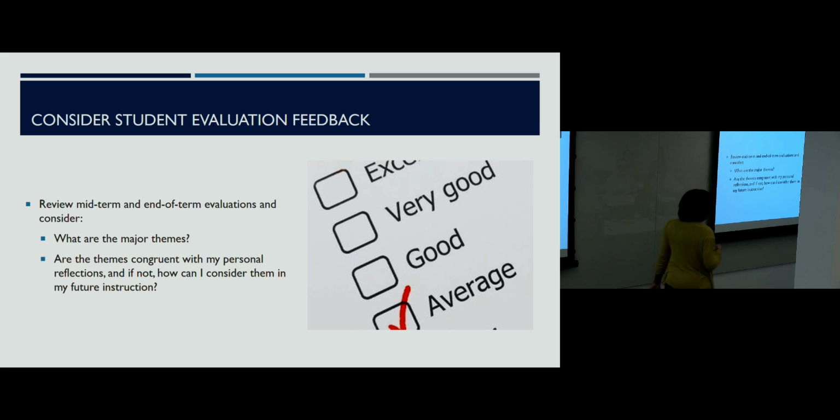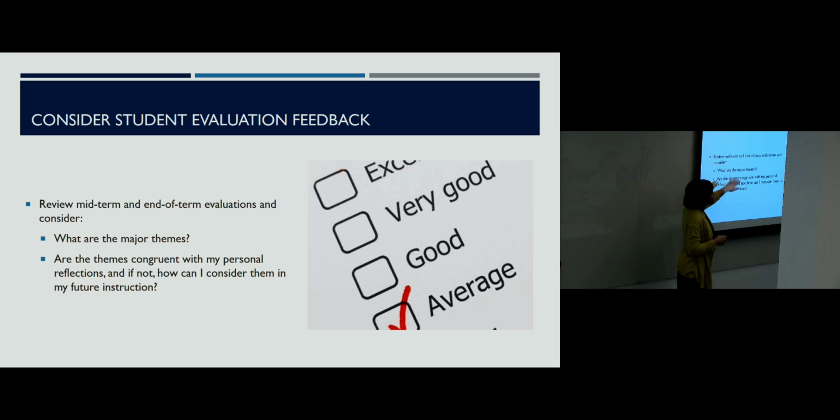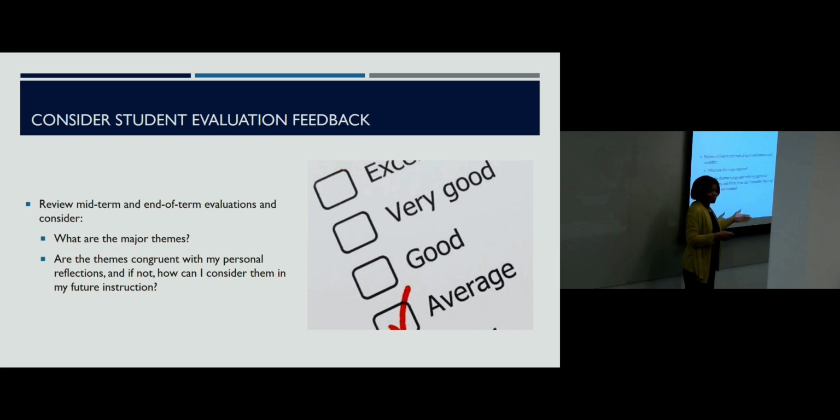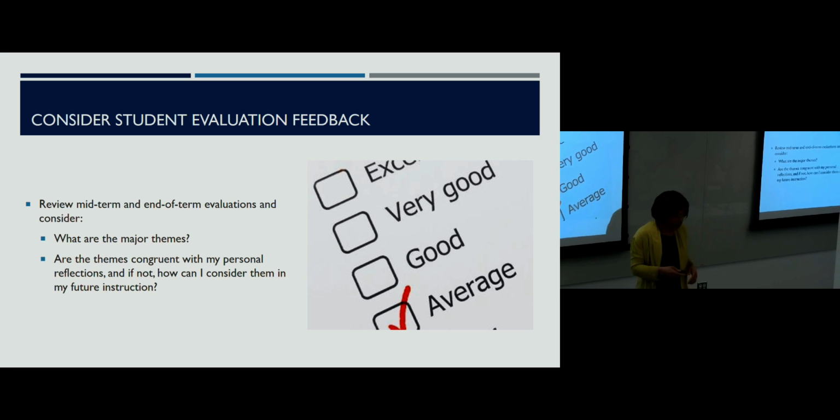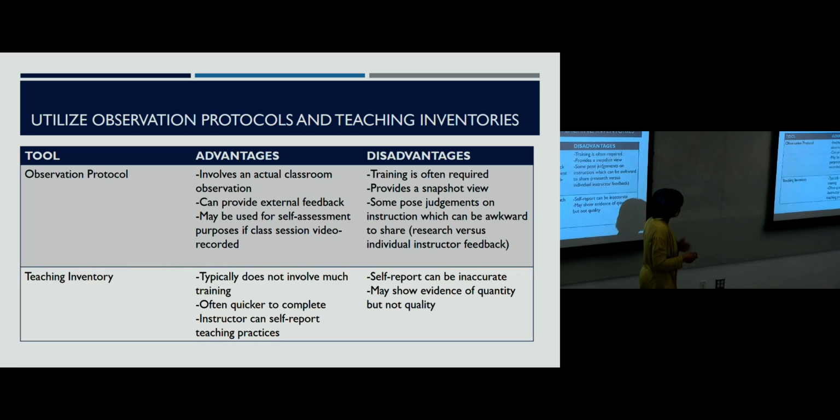But what we can do with evaluations, midterm and end of term, is look at the major themes, okay? So if one student says, okay, your class is horrible, well, maybe it was, but we really want to look at themes, okay? Are many students saying something, and are these themes congruent with my own personal reflections? So, kind of triangulating it with our own reflections. And what can I consider in modifying my future instruction? So student feedback and evaluation is another powerful way to consider our own reflection.